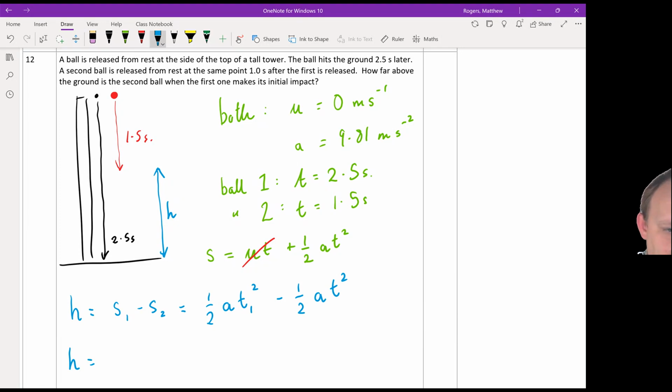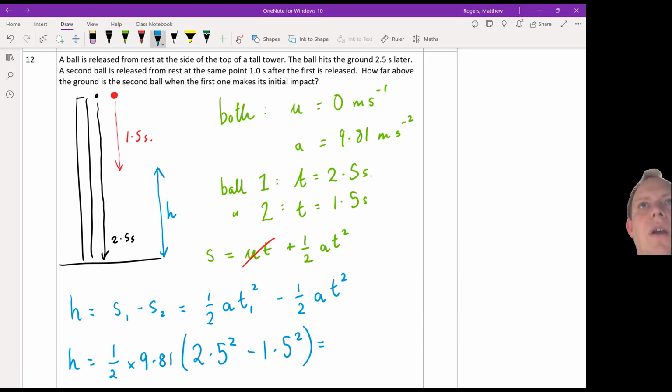Since the half and a are there, let's factorize them out. So that's a half times 9.81 times t1 squared, so that's the time ball 1 was falling for, 2.5 squared, minus the time ball 2 was falling for, 1.5 squared, which gives us the height, which is 19.6 meters.